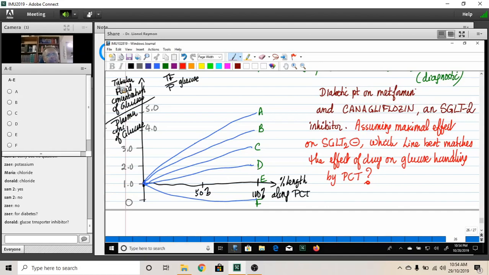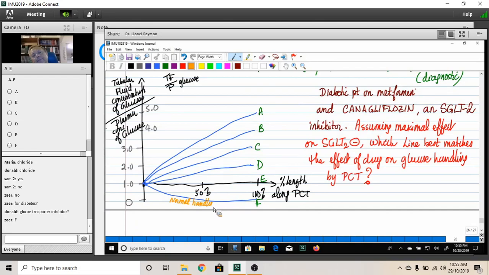What happens to glucose normally? Which line would represent the normal handling of glucose by a proximal tubule? What would you tell me? Agree, that's normal handling, which is there should be no glucose in the urine if healthy. It's 100% reabsorbed. Is that okay?